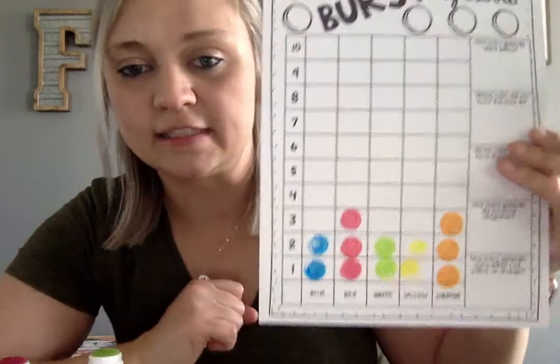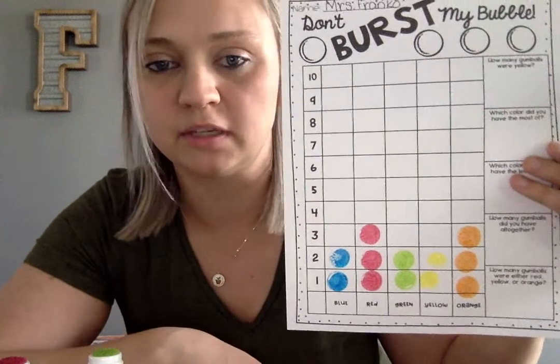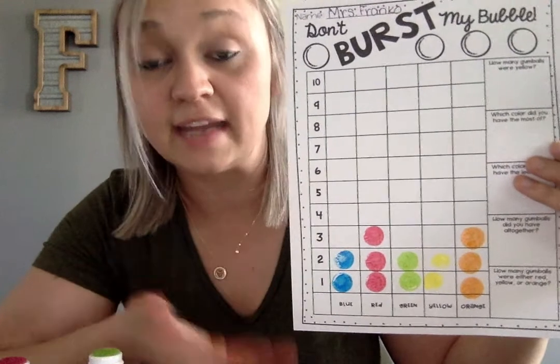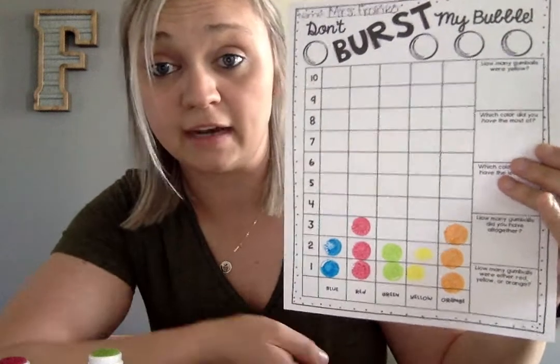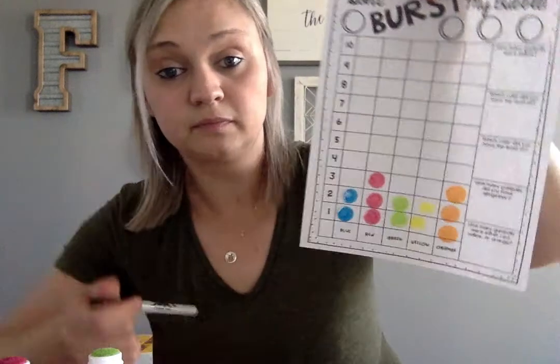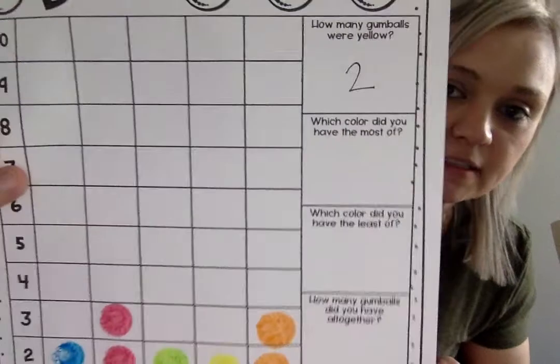Of course, I did this a little bit on the fast side, so if my students were doing this, I'd want them to be able to color in their boxes a little bit more full than this, but ultimately they're getting the idea of how to take their data and put it into their bar graph. Now they're going to answer these 5 different questions. First question being, how many gumballs were yellow? I'd look at my graph and see 2, and I'd put the number 2, just like this.